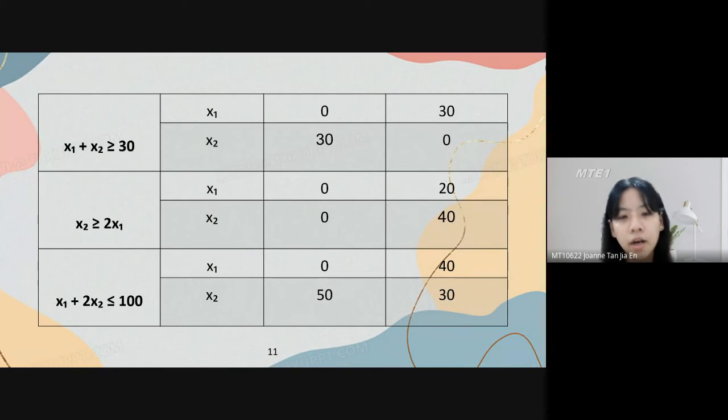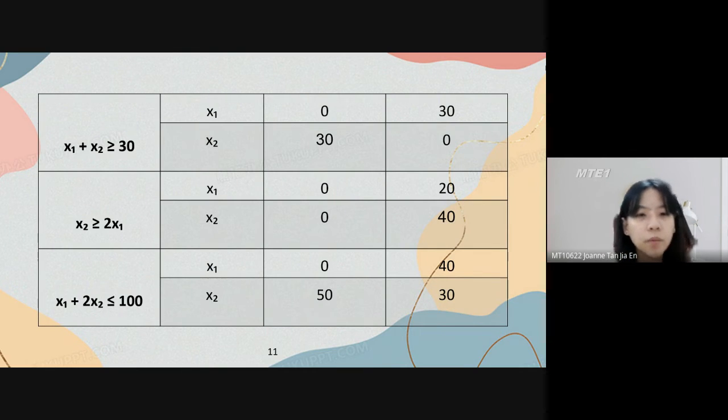By plotting the graph, we need to find the coordinates and draw the straight lines so that we can find the region and shape the region we will need. For the first constraint, S1 plus S2 greater than or equal to 30. So when S1 equals 0, S2 equals 30. When S1 equals 30, S2 equals 0.